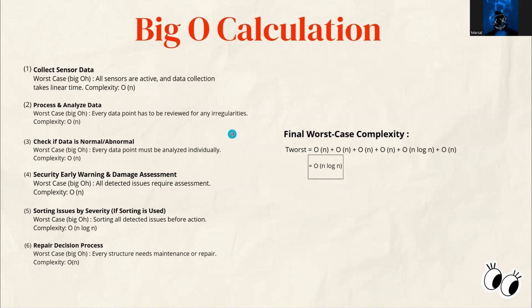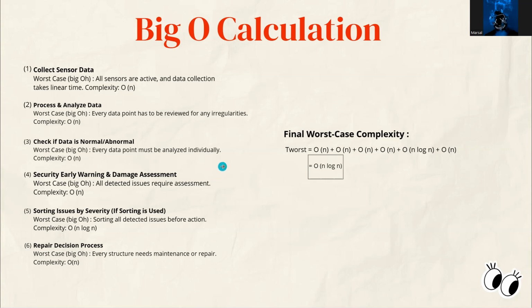Then the second step is process and analyze data. The worst case is every data point has to be reviewed for any irregularities, where the complexity is O(n). And the next one is check if data is normal or abnormal. The worst case is every data point must be analyzed individually, and the complexity is O(n).